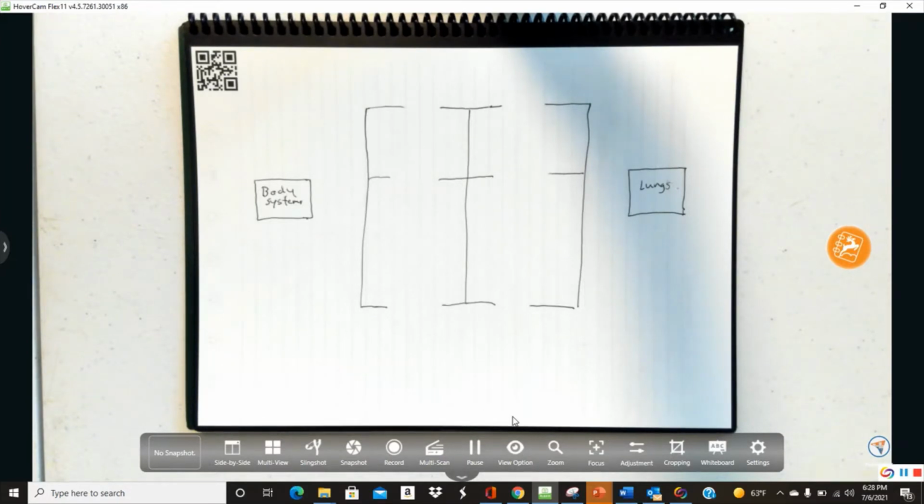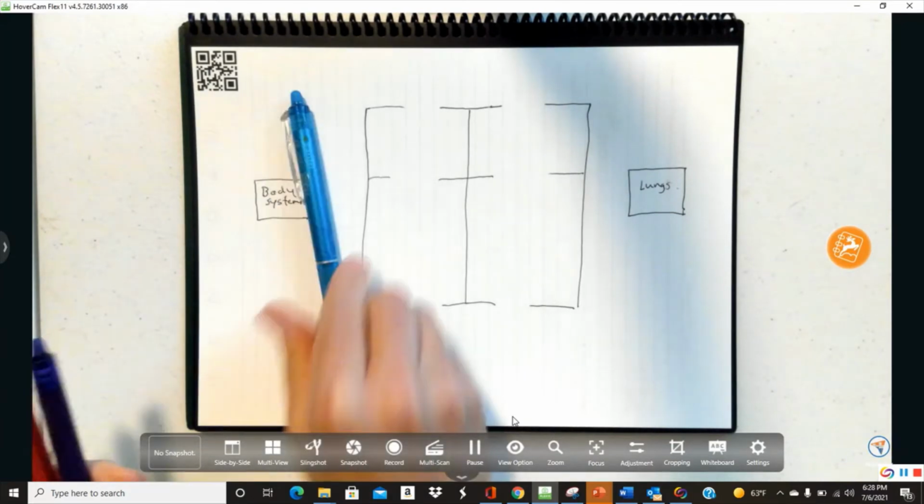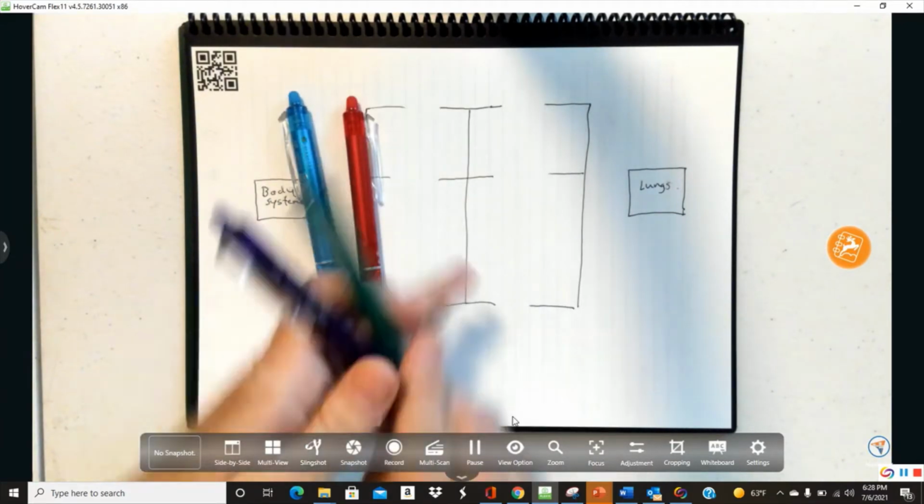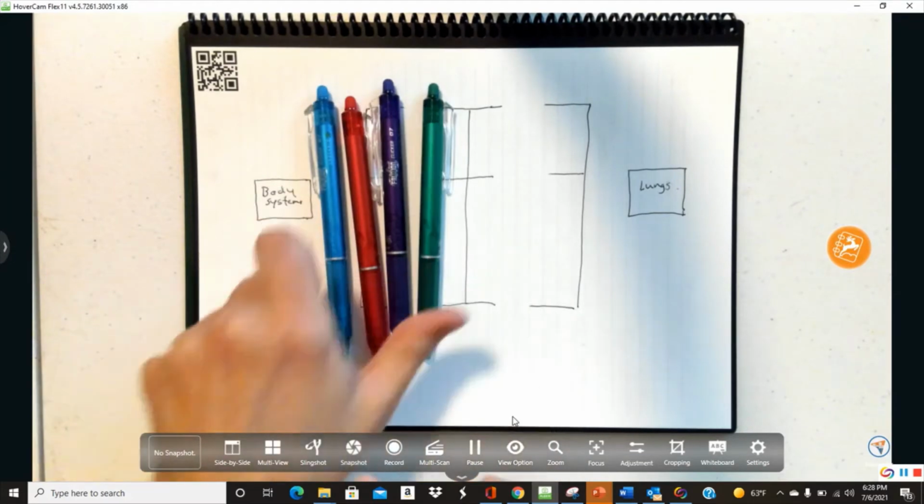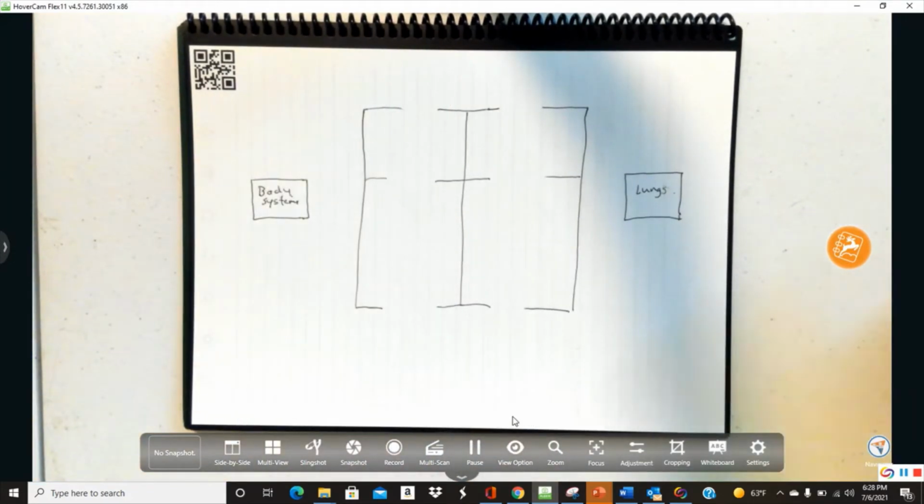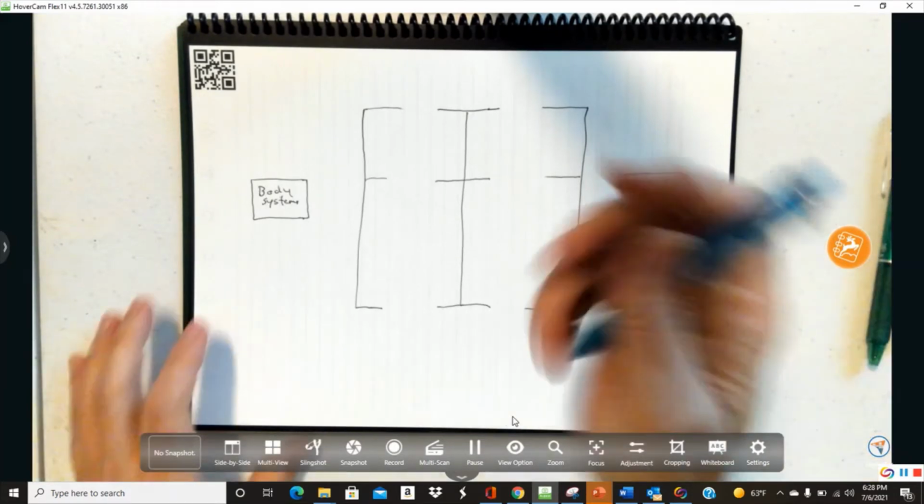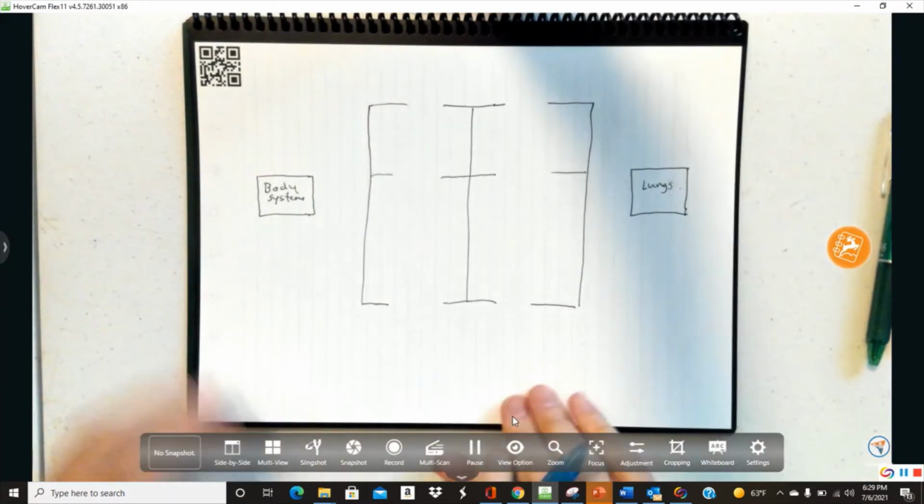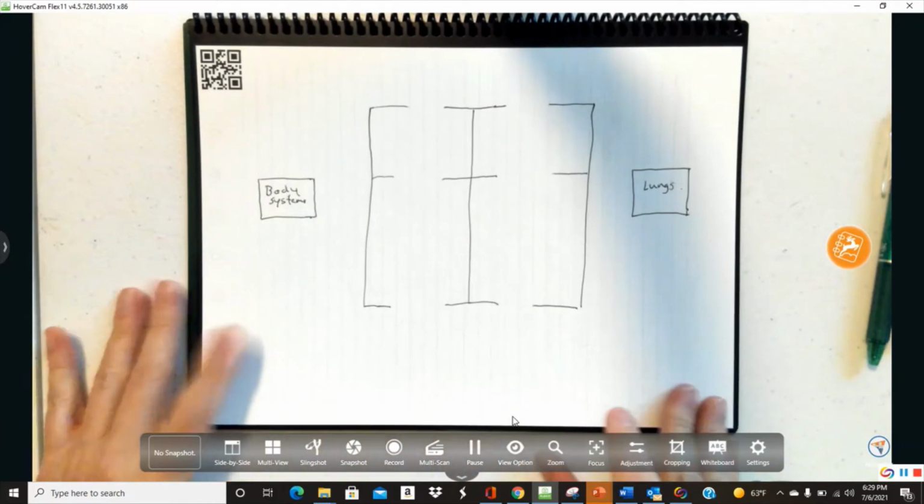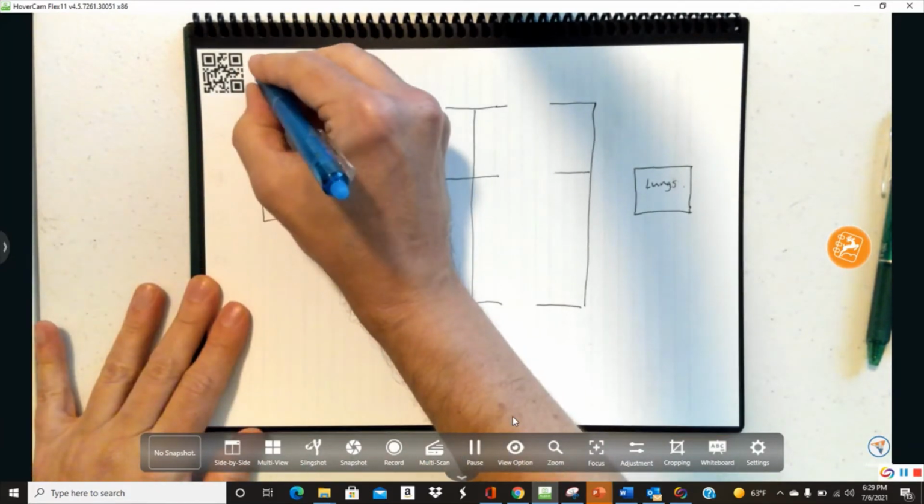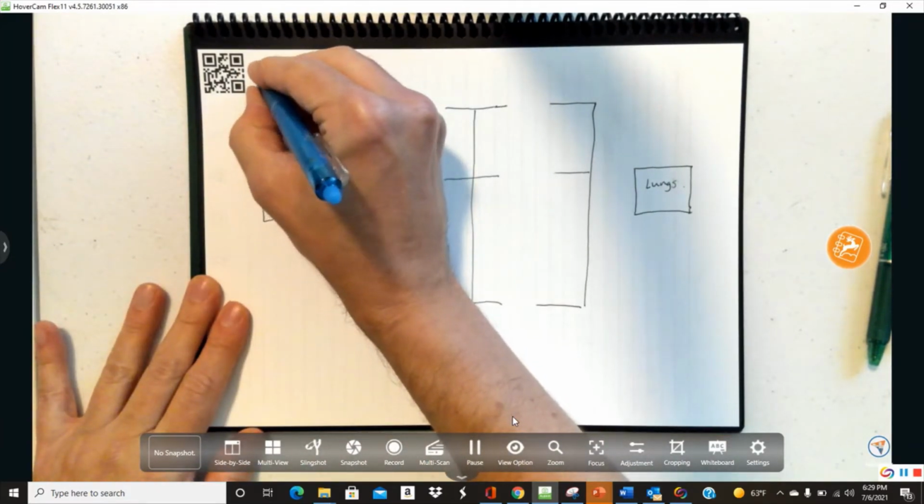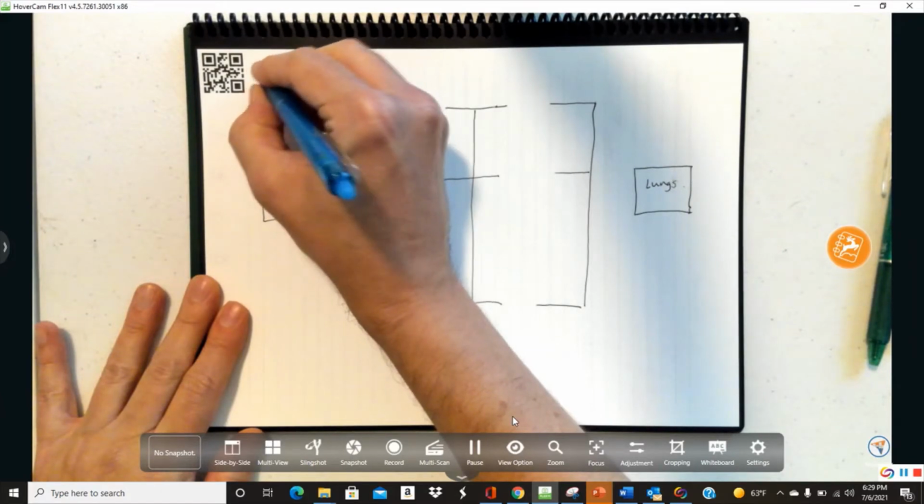Now we're going to need these four colors. I'm going to use blue, red, purple, and green, my favorite colors to use for drawing most of these things. What we want to do is really just get started. I'm going to grab my blue pen, and we're going to come to the body systems. I'm going to go over here and do a little bit of a key. We need a little bit of a legend, a key.